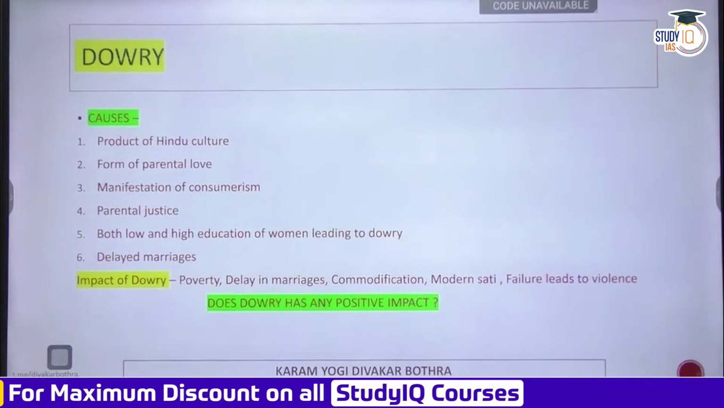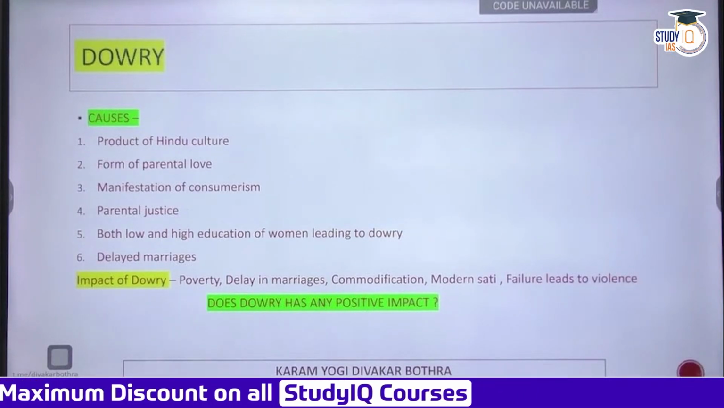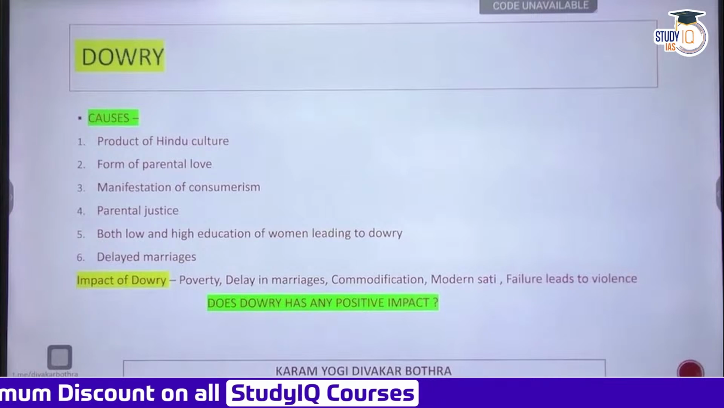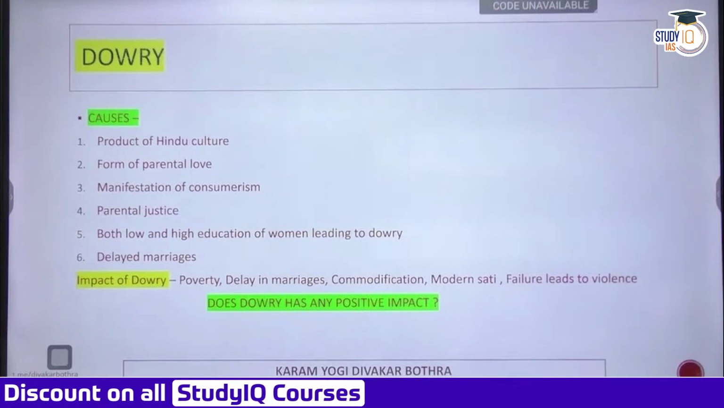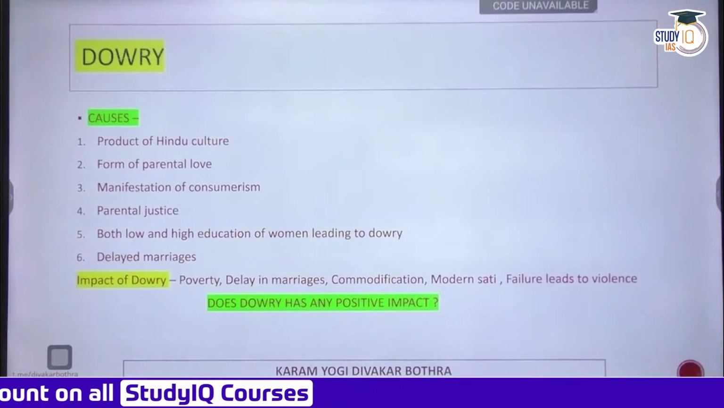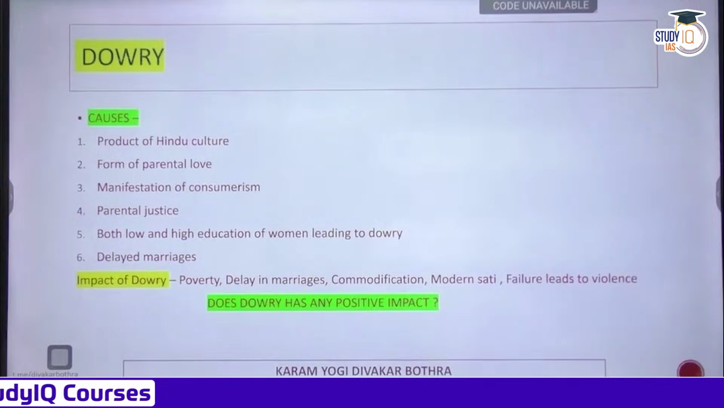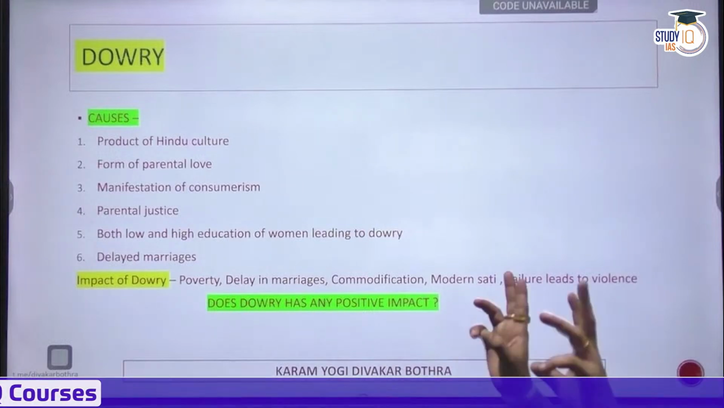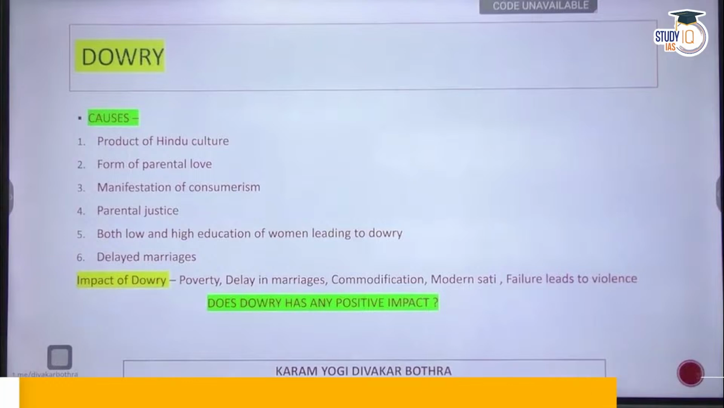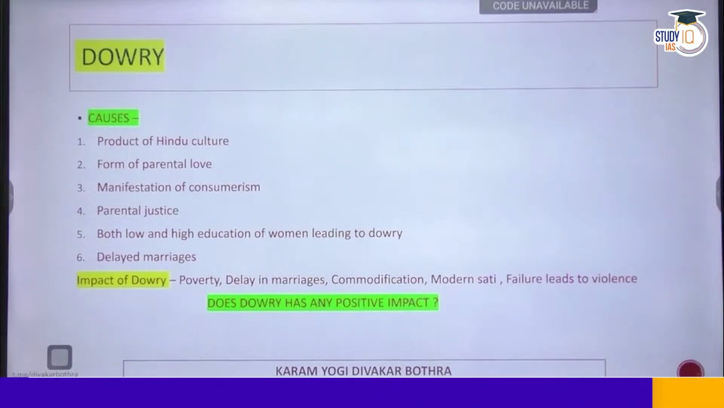Second, parental love. Many times the parents of the girl give the dowry as a form of parental love. This shows that many times the groom may not demand dowry, but the fathers want or insist on giving those so-called gifts, because that's love towards their daughter.